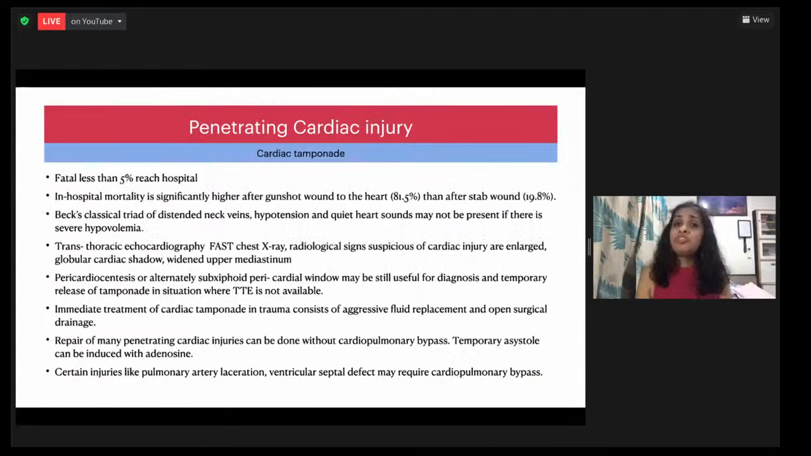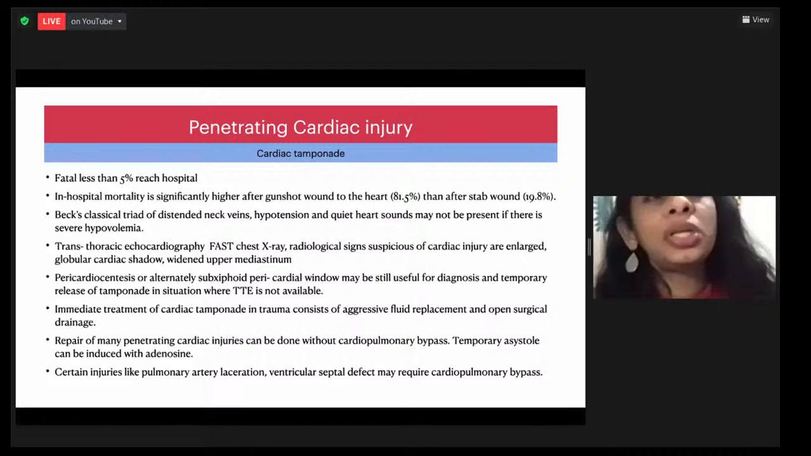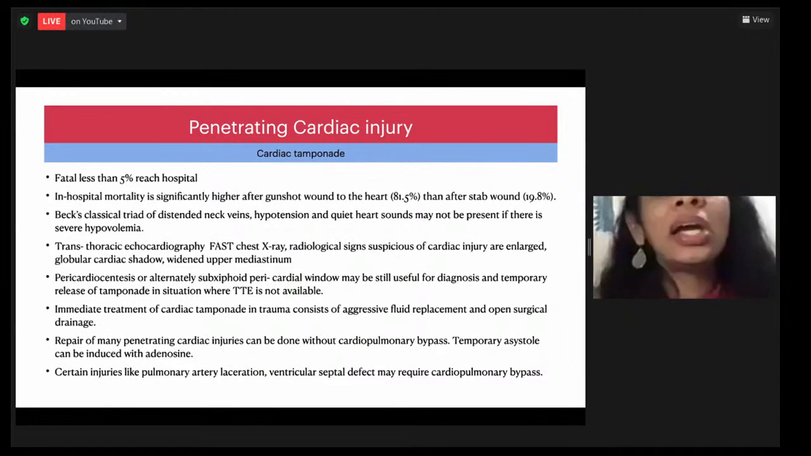So penetrating cardiac injuries, I would like to say, are very fatal, and less than 5% reach the hospital. If you see gunshot injuries, as I mentioned, more than 80% who reach the hospital do have survival, and only 20% mortality is there. Many times with penetrating cardiac injury, the weapon may not go into the heart, but it may cause a cardiac tamponade.